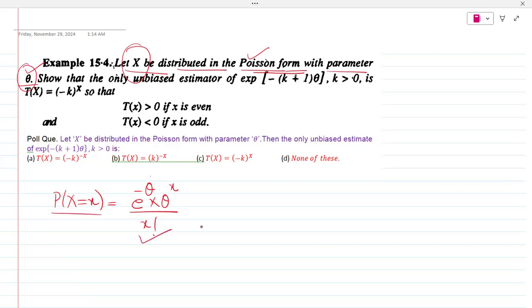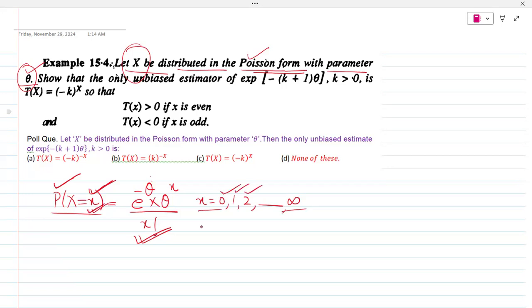This expression gives us the probability that there are x number of outcomes, whose average is theta. And obviously here x can be 0, 1, 2, going on up to infinity, because x is the number of outcomes, so x can be 0 outcomes, 1, 2, up to infinity. So this is the PMF.